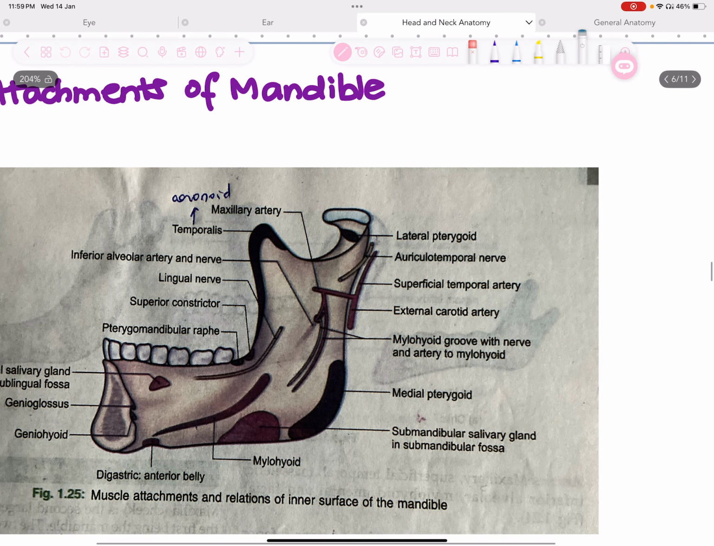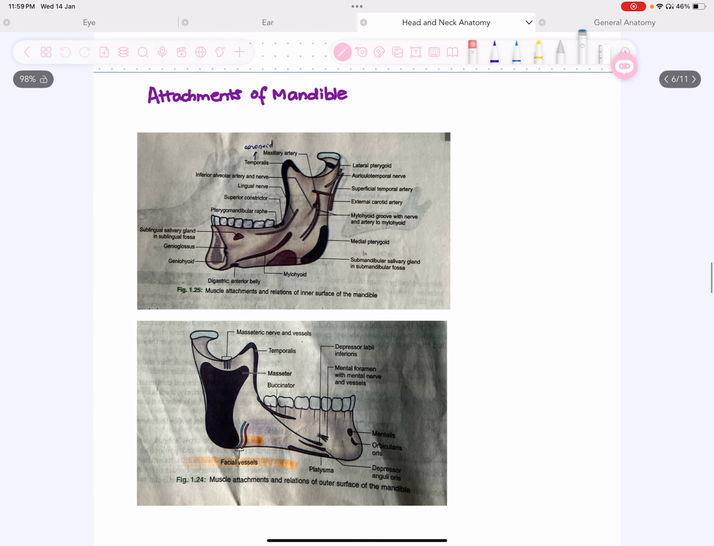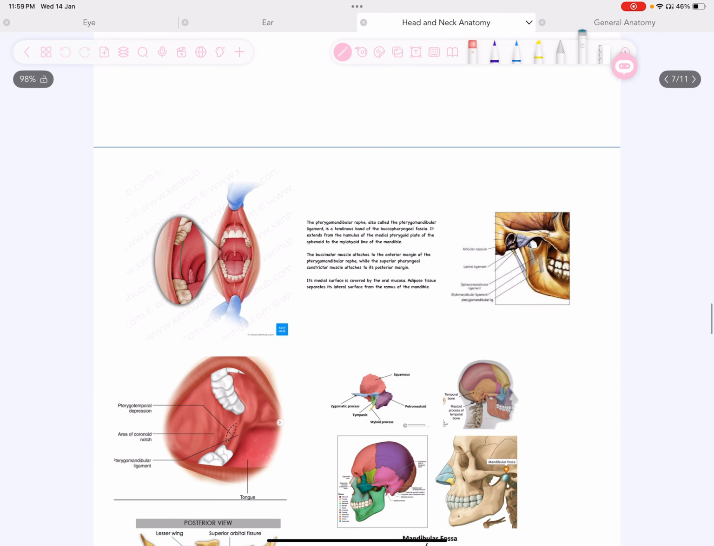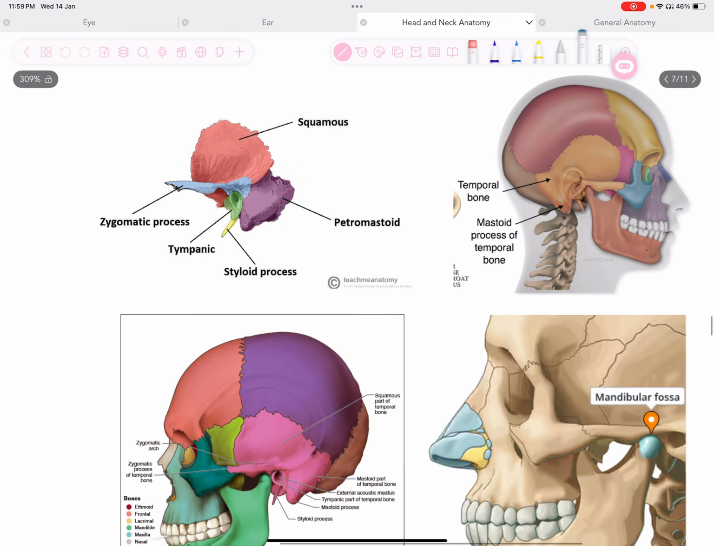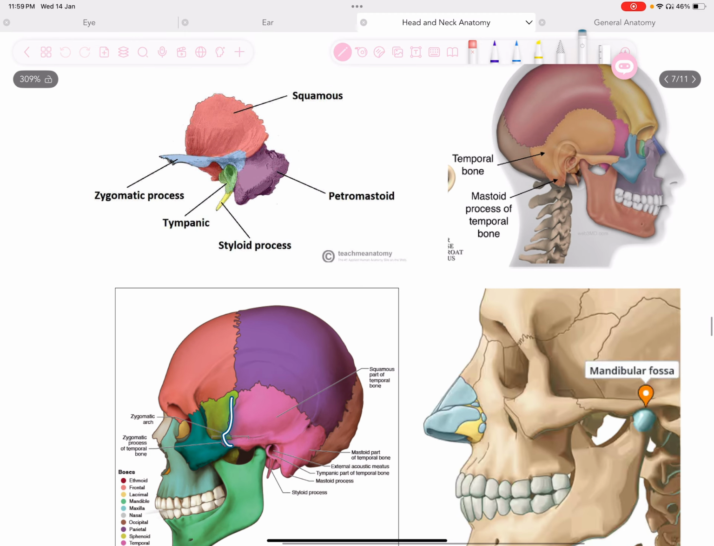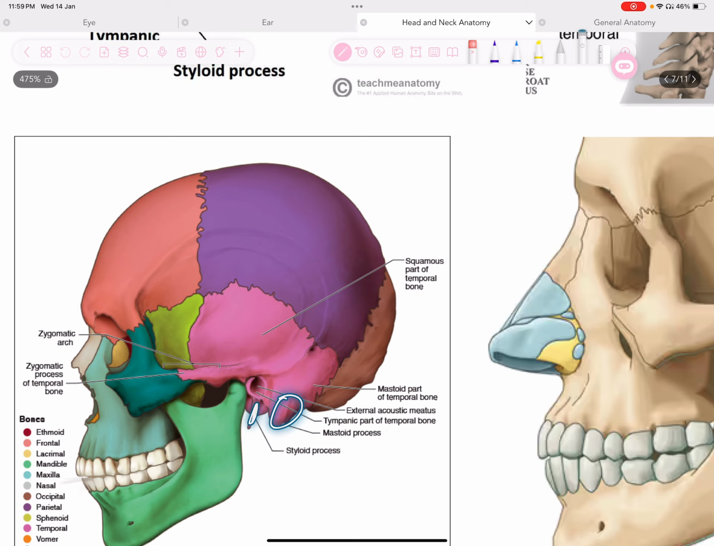So here you can see this is the condyloid process, this is the coronoid process. Moving forward, this is the temporal bone right here, at the temple region. This is the mastoid process. That's the styloid process. This is the tympanic plate, or tympanic part of the temporal bone, and also the external acoustic meatus. This is the mastoid process, styloid process, right?